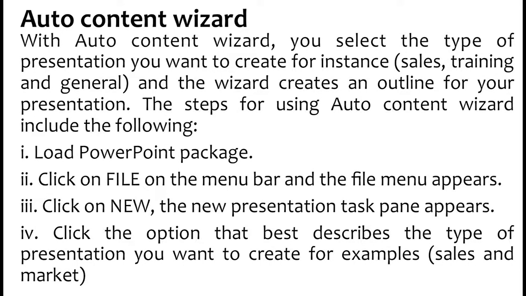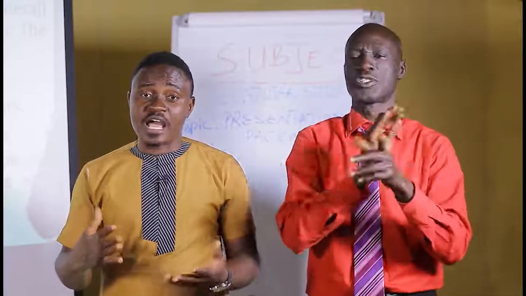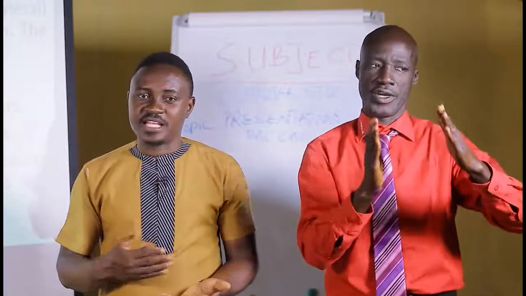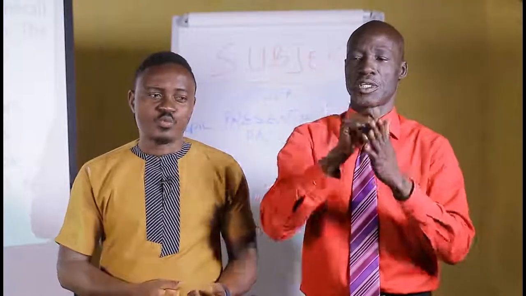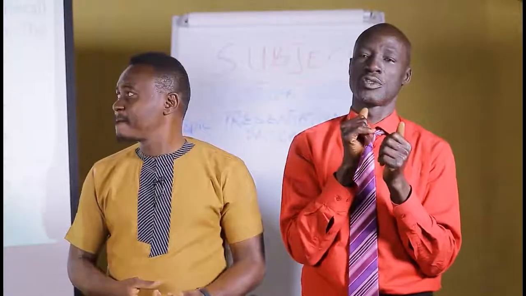First, you load your PowerPoint package. The second, you click on File. That's on the menu bar, and the File menu appears. Thirdly, you click on New. The New Presentation Task pane appears. Then you click the option that best describes the type of presentation you want to create, for example, sales or marketing. All of these are arranged in the pane, and therefore you pick the one you want to use.